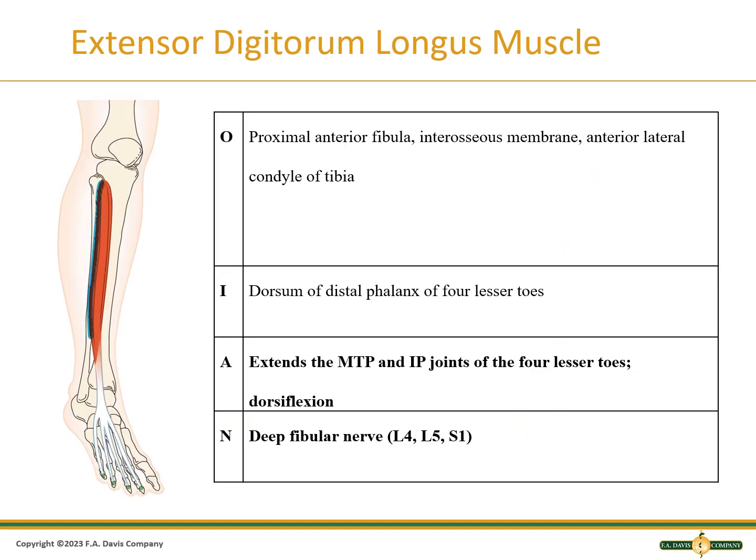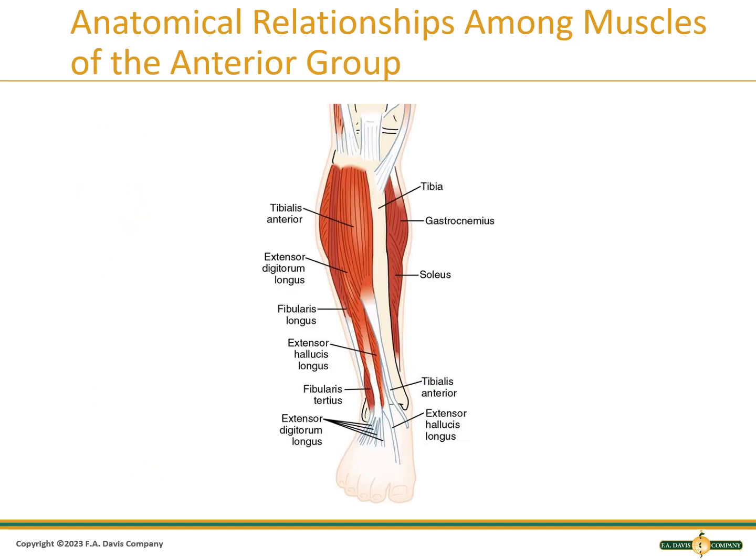Extensor digitorum longus originates on the proximal anterior fibula, interosseous membrane, and anterior lateral condyle of the tibia. Inserts on the dorsum of the distal phalanx of the four lesser toes. So we're not going anywhere near the great toe. And extends the MTP and IP joints of the four lesser toes and contributes to dorsiflexion. It is also innervated by the deep fibular nerve.